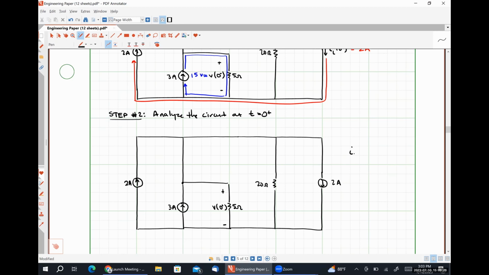So IL at 0 plus must equal IL at 0 minus, which we found to be 2 amps. So we don't have to do any work for that one. The only thing that we have to figure out is what V at 0 plus is going to be. So any thoughts on this one?